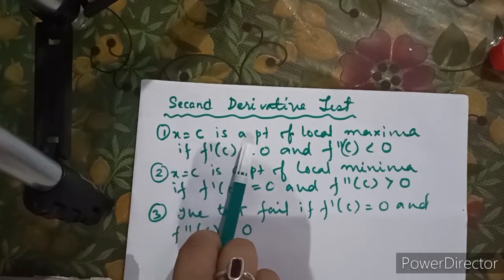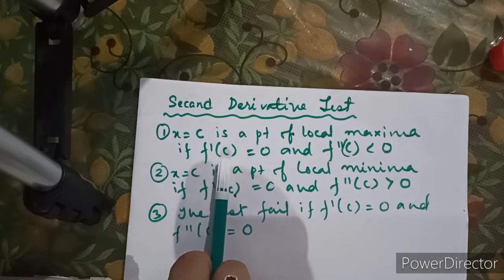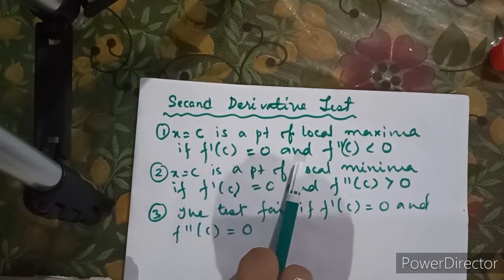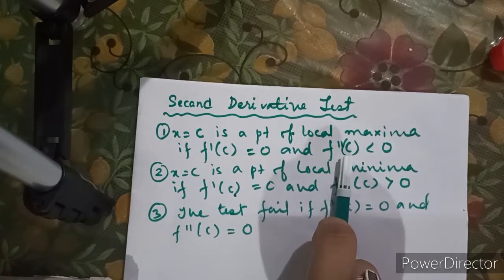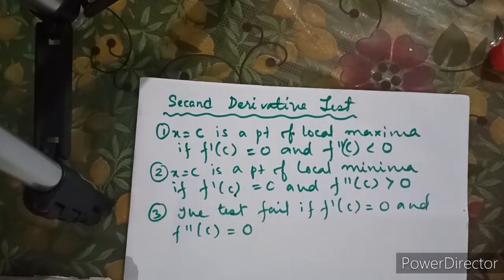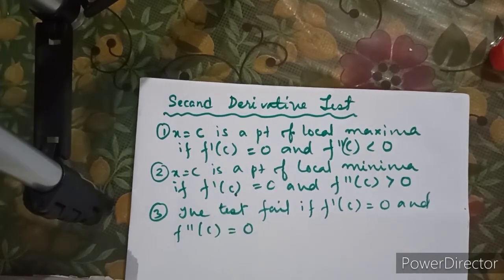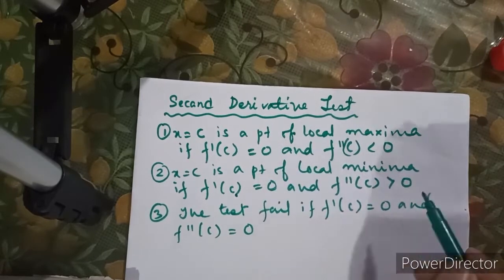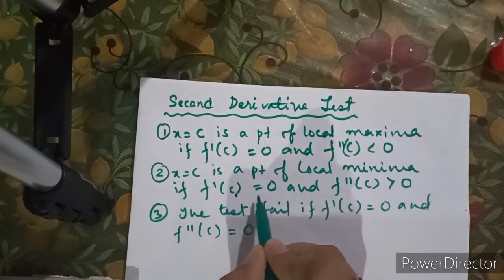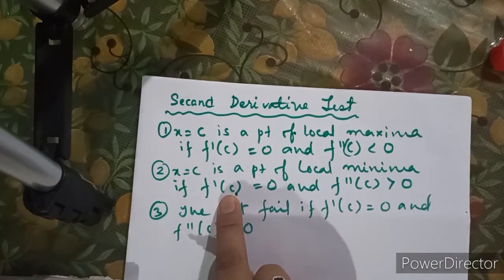The point x equal to c is called the point of local maxima if the first derivative of that function at that particular value c is equal to 0 and the second derivative at that value is less than 0. And when f dash c is equal to 0 and f double dash c is greater than 0, f dash c equal to 0 means you have to compare the first derivative with 0, and then you can find the points, and those points will be considered as your c points.